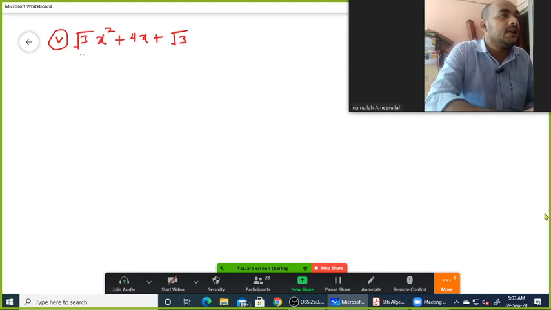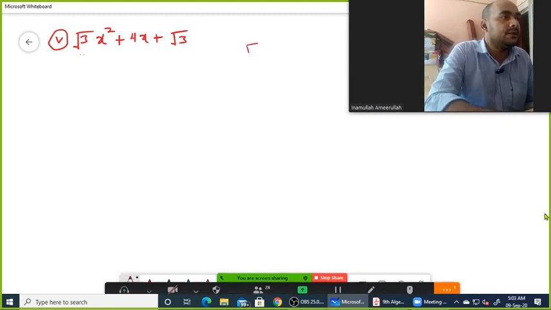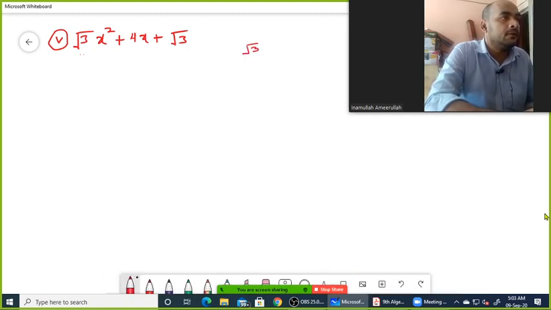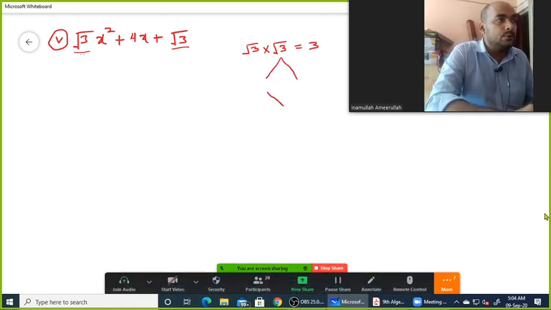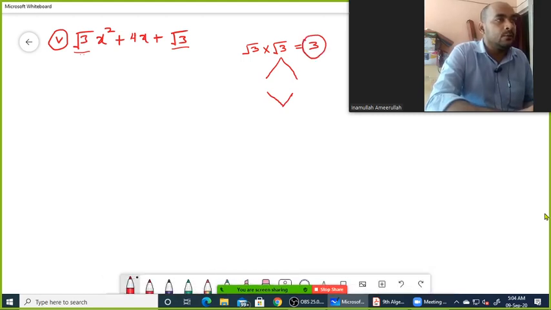So I'll take my coefficient of first term, which is root 3, and I'll multiply it with coefficient of third term, which is again root 3. Root 3, when we multiply them, it will become 3. Now, we need two linear factors of this 3 whose sum should be plus 4.